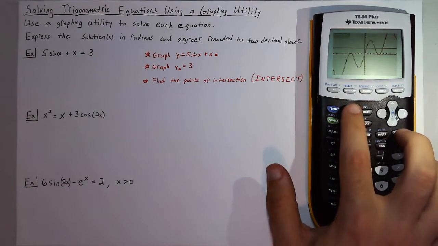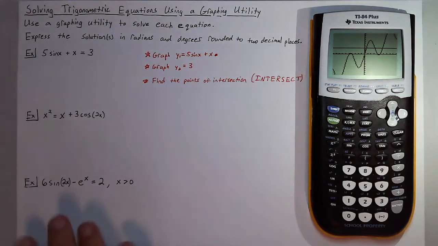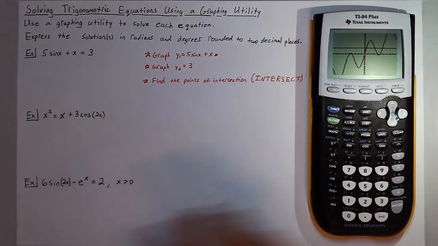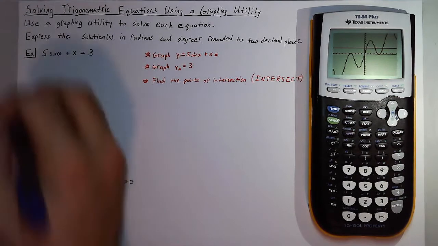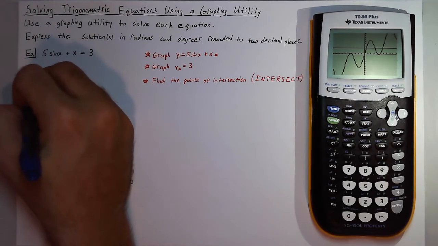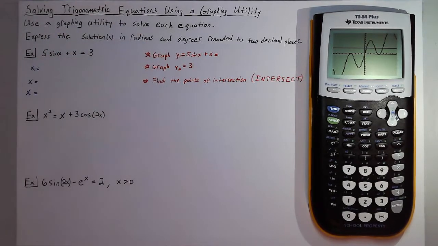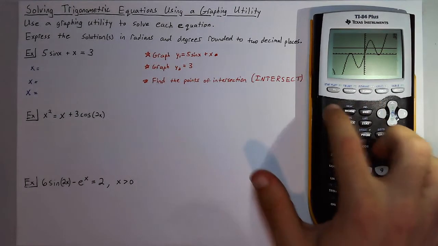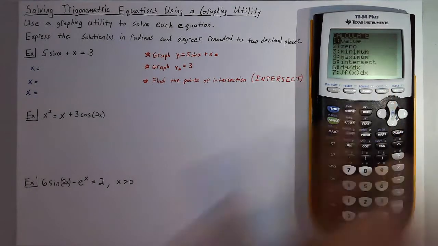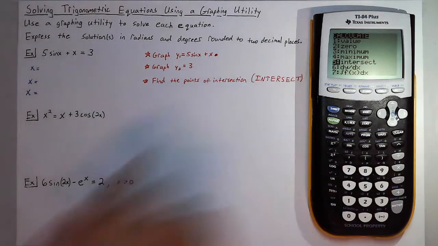Now my calculator is in radian mode, and that's very important, especially for graphing, because you usually get nice graphs that way. But it's also for my solutions later. It helps me keep track of what type of answer I'm getting. But I have 3 solutions, so I'm just going to write x equals 3 times for my 3 solutions. And I'm going to hit second trace, which brings you to a calculate menu. And I'm going to use this intersect feature to find the point of intersection.